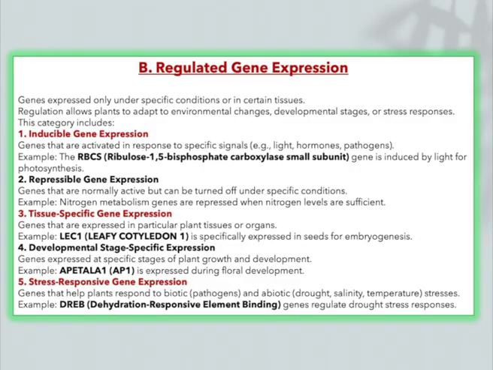Next, regulated gene expression. This regulated gene expression has more complexity compared to the previous one. Here are the categories of regulated gene expression: inducible gene expression, and the best example is the lac operon, which we're going to discuss here. Then tissue specific gene expression, and repressible gene expression. The best example of repressible gene expression is the tryptophan operon. We'll discuss it in the next slide.